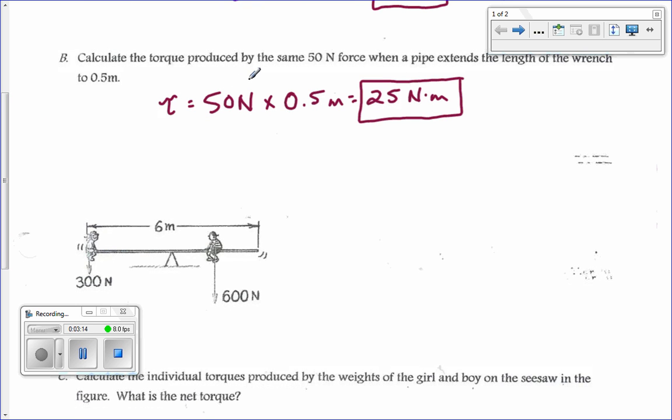That's 50 newtons. Oh, it looks like it. Looks like S.